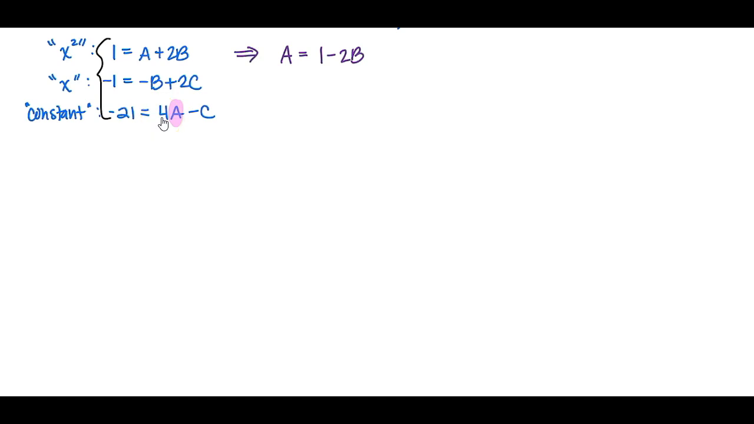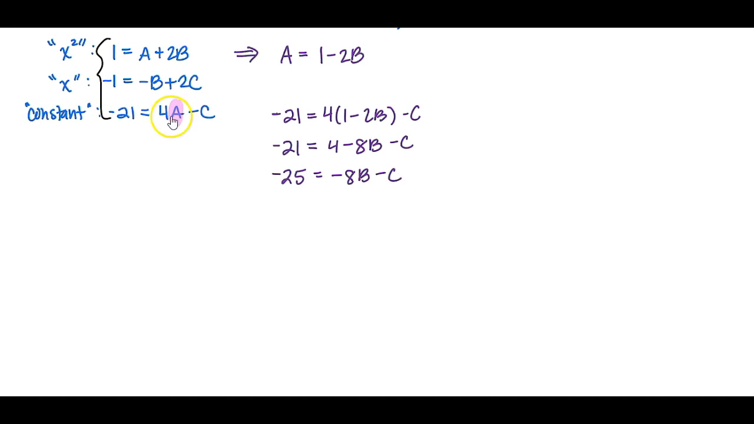So I'm going to leave the middle equation alone for now. And again, I'm going to substitute my 1 minus 2b into this a right here. So then my bottom equation is going to become -21 equals 4 times 1 minus 2b minus c. So -21 equals 4 minus 8b minus c. I'm going to subtract the 4 to the other side, so -25 equals -8b minus c. So that's my new bottom equation, after that substitution was made right there.